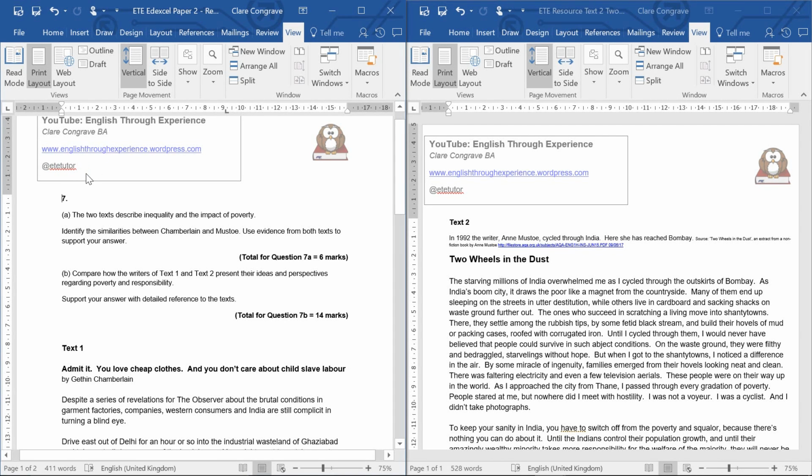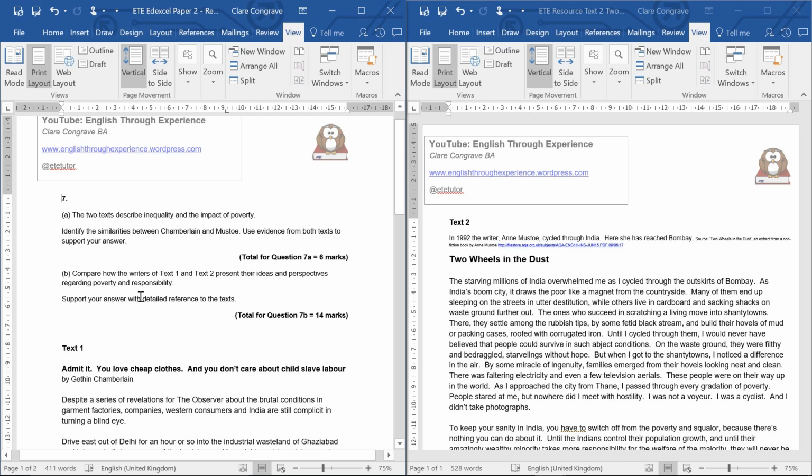This is for GCSE English Language Edexcel students, and we're looking at question 7, part B, the last question in section A of the paper. So what you need to do here is compare. So you're writing a comparative essay. How? So you're looking at the techniques that writers use. So compare how the writers of text 1 and text 2 present their ideas and perspectives regarding poverty and responsibility.